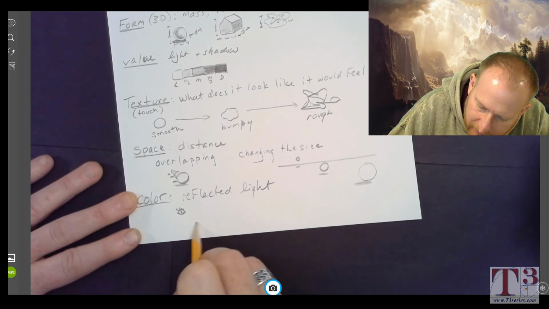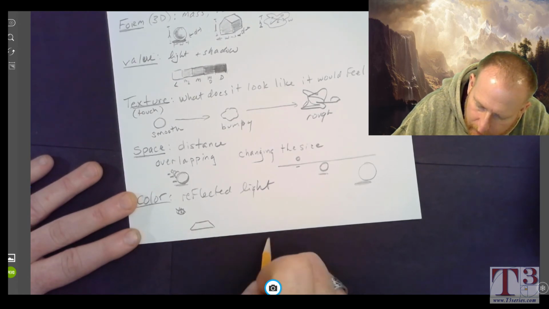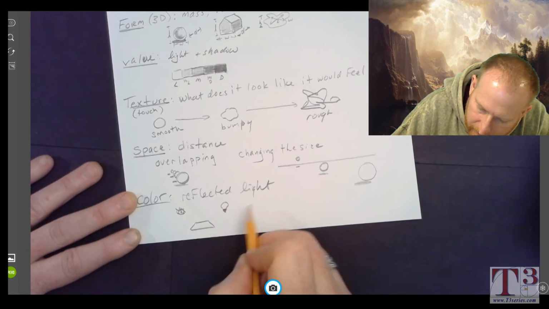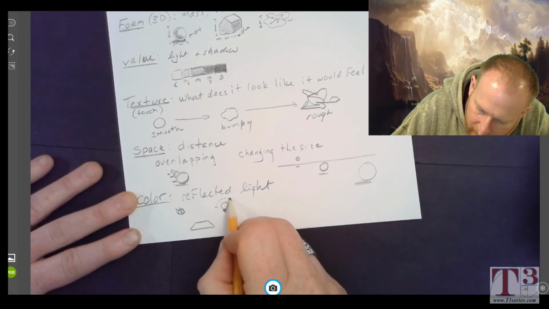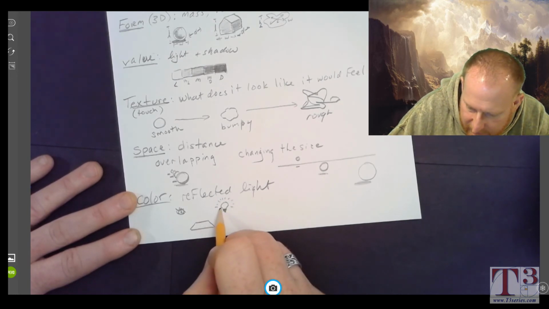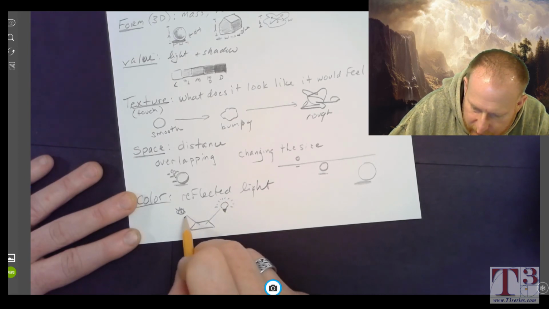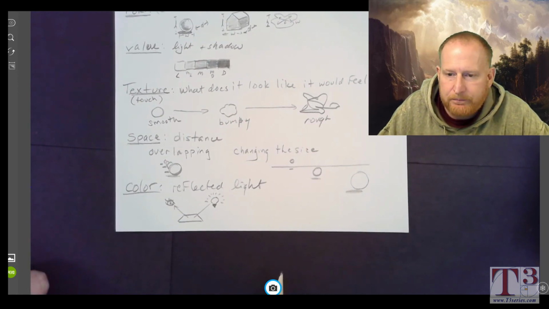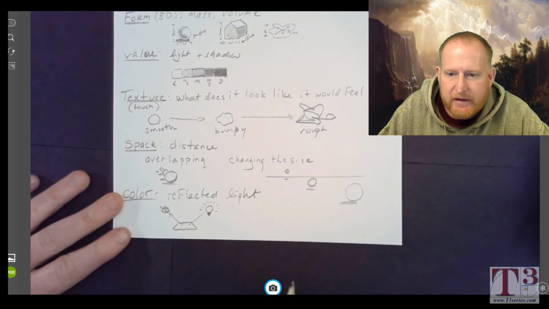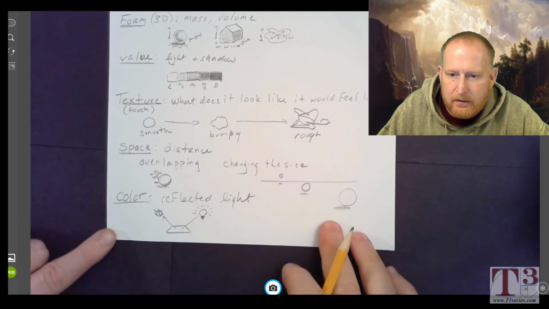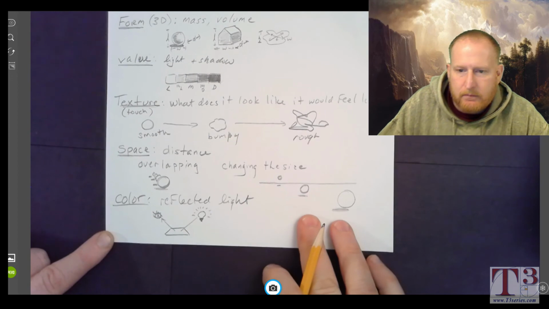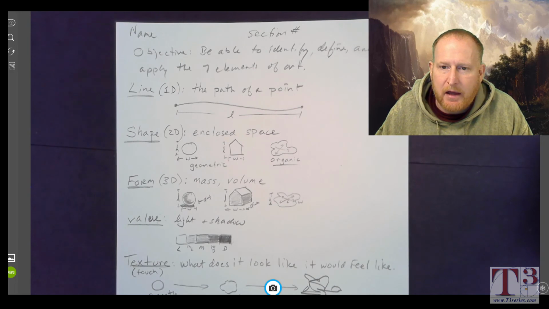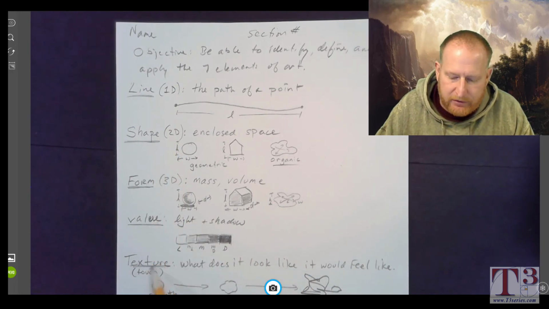and then put a piece of paper, and then put a light bulb. The light hits the paper and is reflected back to the eye, and that's how we see color. And I can demonstrate that to you as well. So there it is, the 7 elements of art, starting with line, shape, form, value, texture, space, and color.